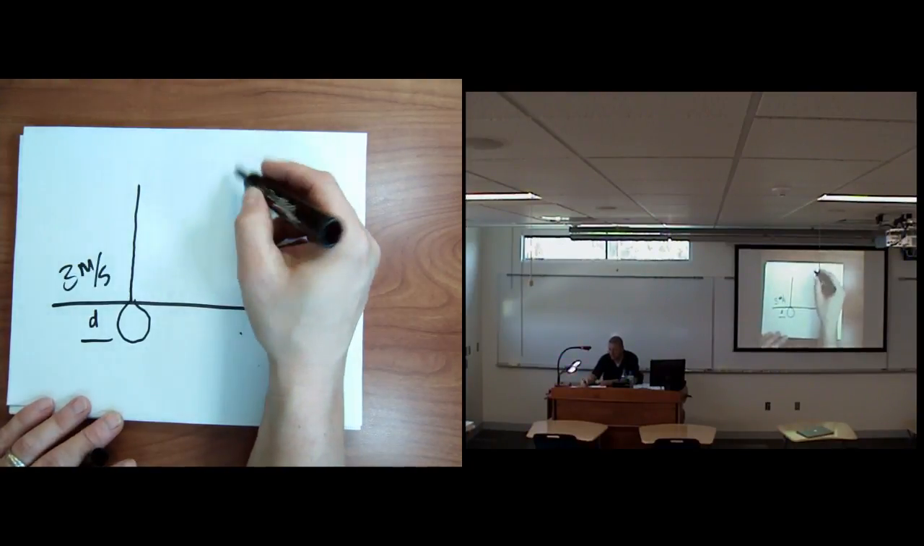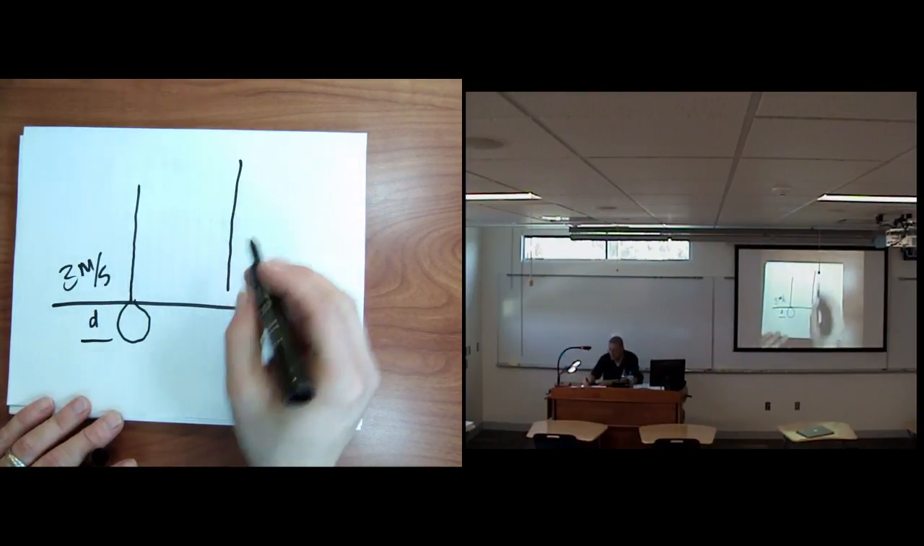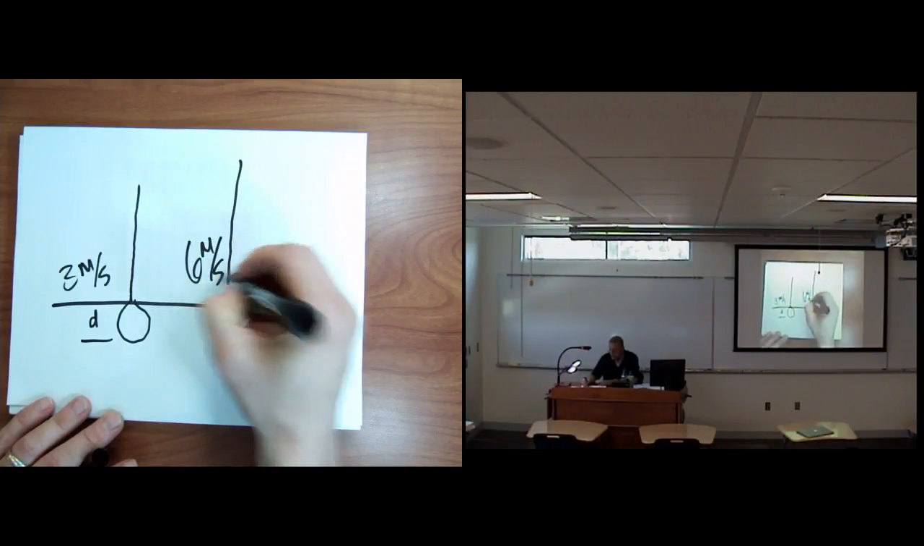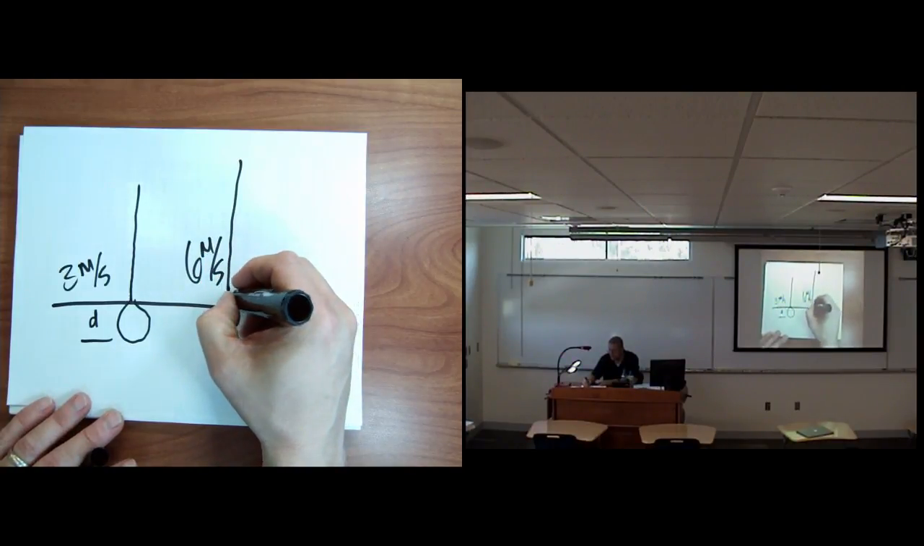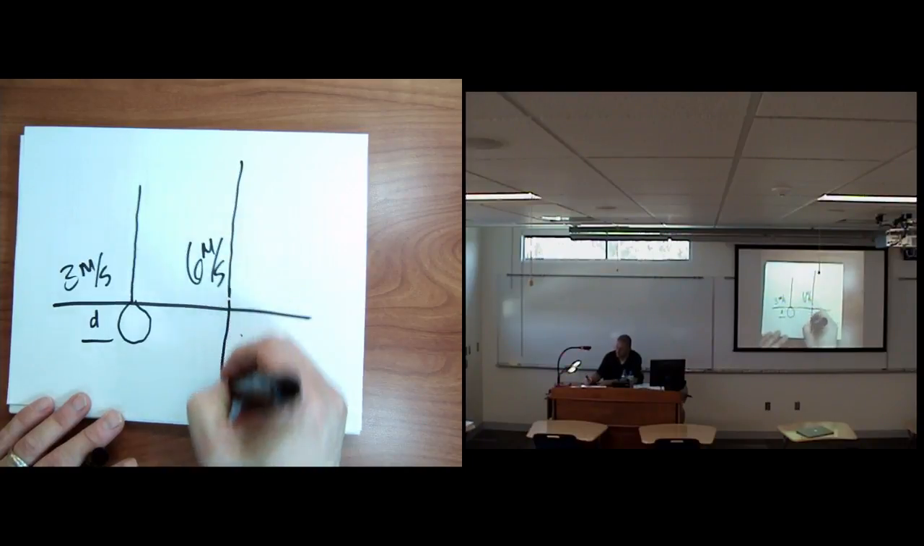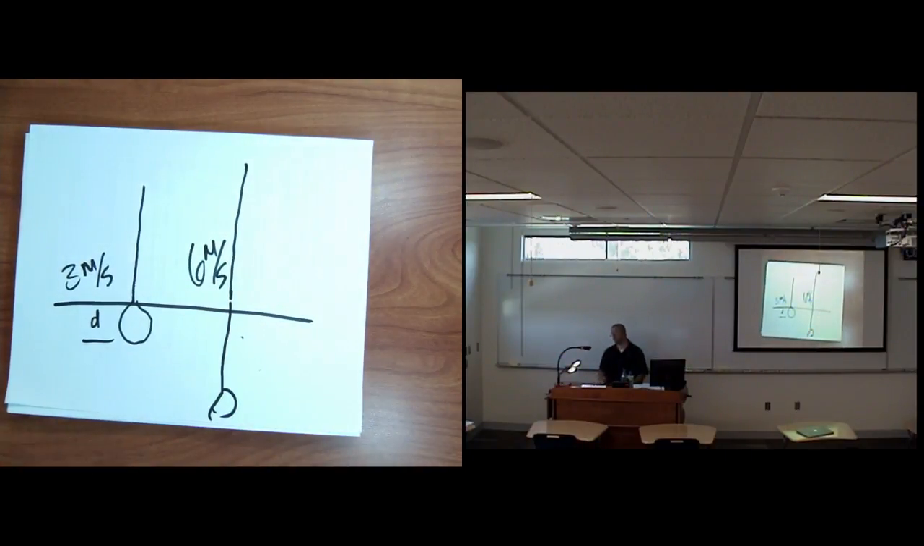And then they would drop it from a higher height so that it would hit the clay going 6 meters per second. And what they found was that it wouldn't go twice as deep, it would go 4 times as deep when it was going twice as fast. Because it took 4 times as much energy to stop it when it was going twice as fast.